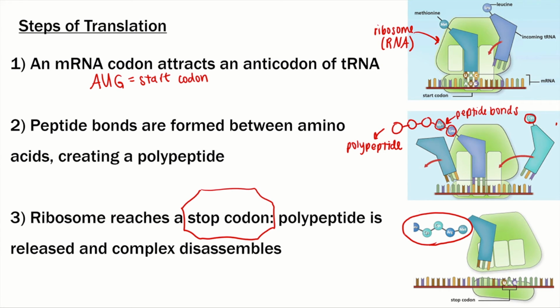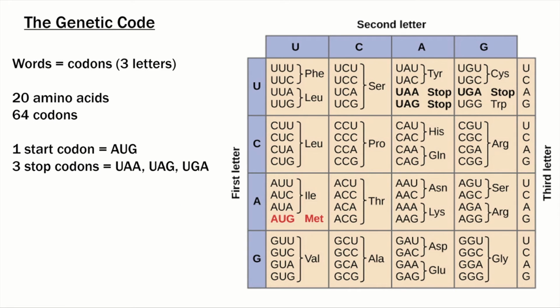So this polypeptide will be released, and this will go on to fold and become a protein. Now, when we talk about the genetic code, we can think of the words as codons. And remember, those were our 3-letter sequences from our mRNA. Now, we only have 20 amino acids, but there are 64 different codons.